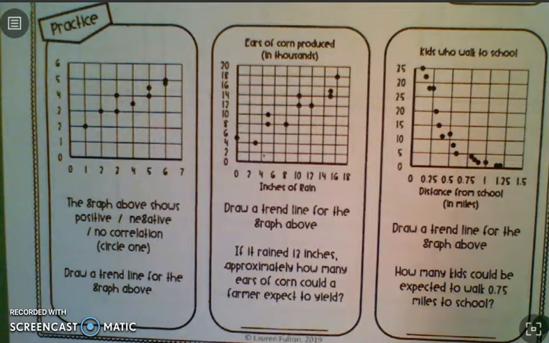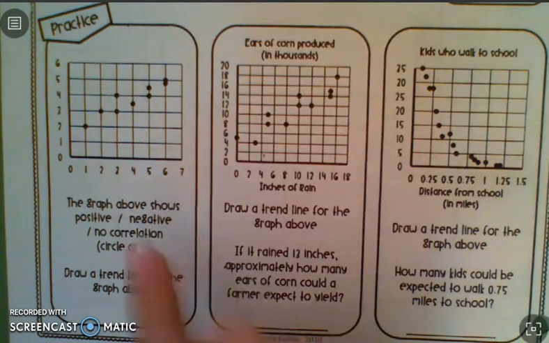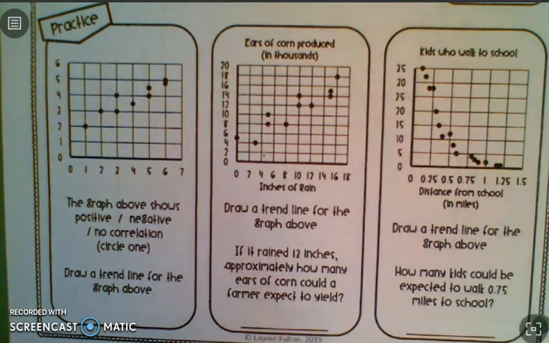Okay, next we have some practice. It says the graph above shows positive, negative, or no correlation, and draw your trend line. Okay, so I want you guys to go ahead and pause this video and try these 3 problems.